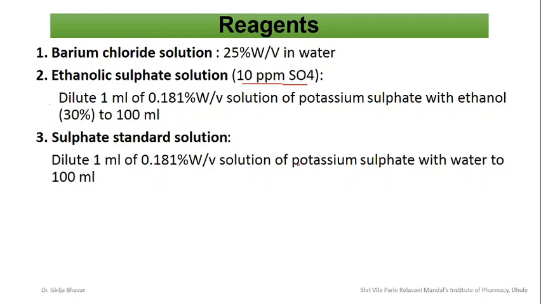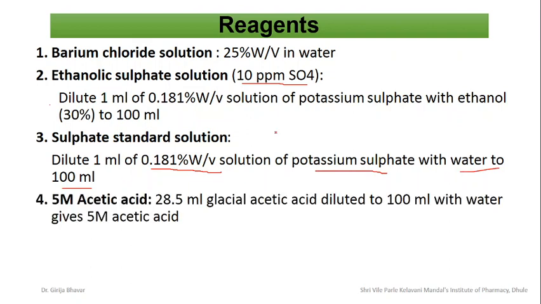Another solution which is required is standard sulfate solution. It is prepared by diluting 1 ml of 0.181% weight by volume solution of potassium sulfate with water to produce 100 ml. Then another reagent required is 5 molar acetic acid. 28.5 ml of glacial acetic acid is diluted to 100 ml with water to produce 5 molar acetic acid.